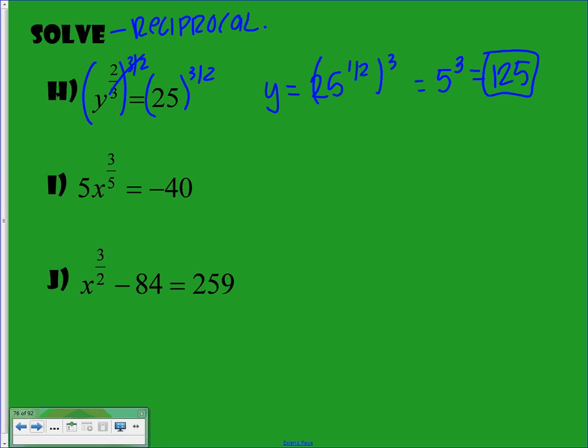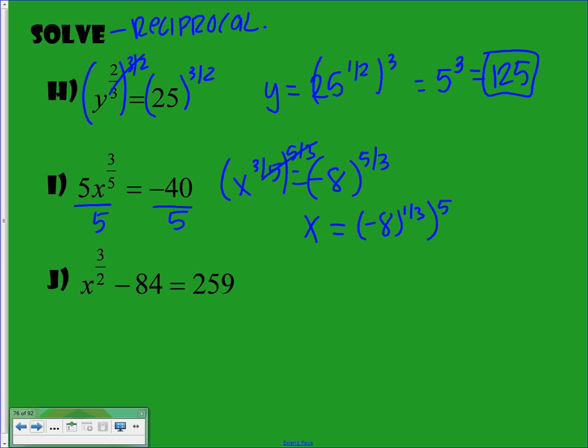But in example I, similar things stay the same. I should first divide each side by 5. So I get x to the 3/5 equals -8. To get rid of a 3/5, I have to raise it to a 5/3. Again, I'm going to put that whole -8 in parentheses to the 5/3. So my 3/5 and 5/3 cancel. Now I've got -8 to the 1/3 and then that to the 5th.